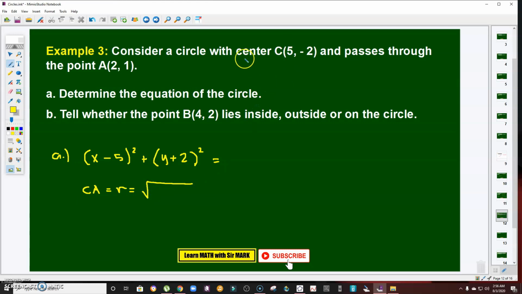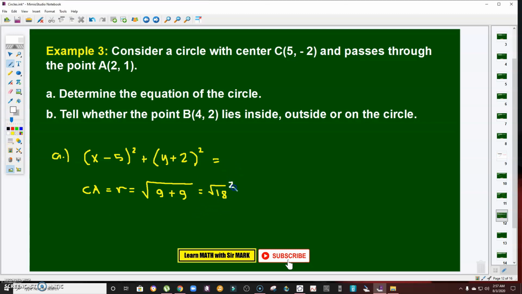So, 5 minus 2 to be squared, didiretsuhin ko na. 5 minus 2 is 3 to be squared, that will give you 9. Clear? Then, -2 minus 1, that will be -3. If you're going to square it, that will give you 9 as well. So, therefore, ang radius mo is square root of 18. See that? Ang radius mo is square root of 18. Therefore, yung r squared mo, all you have to do is to square it.